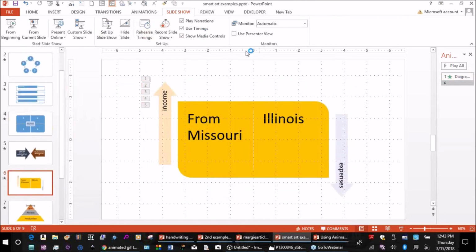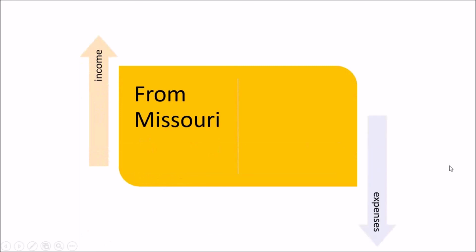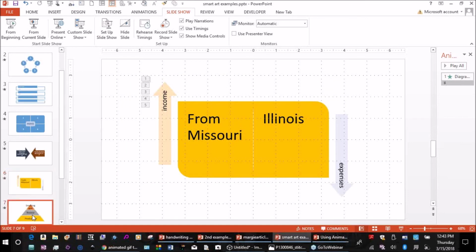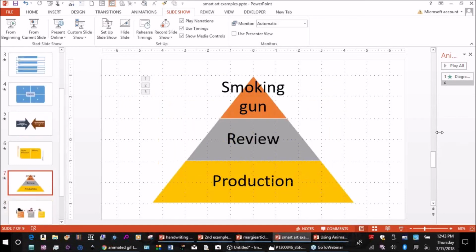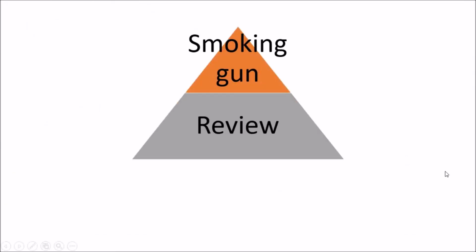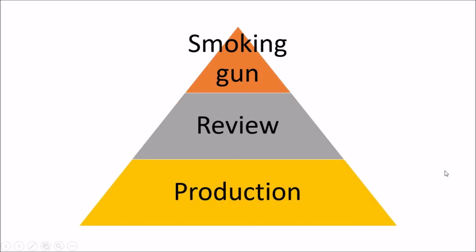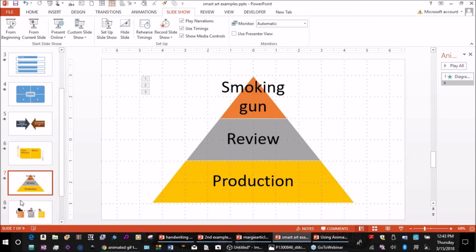Now, here's another SmartArt. I'll show you how I animated this one. So the graphic comes in, and then these pieces of text fly in to the graphic itself. And then this is a pyramid. I think I got this one reversed, but you get the idea here. So from the current slide, smoking gun comes after review and after production. So it's kind of a pyramid of e-discovery, if you will.